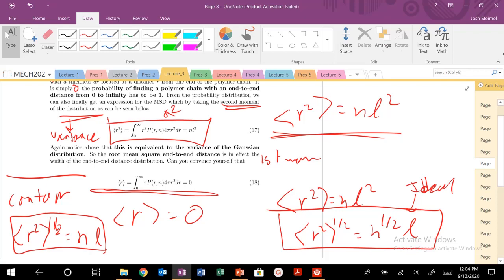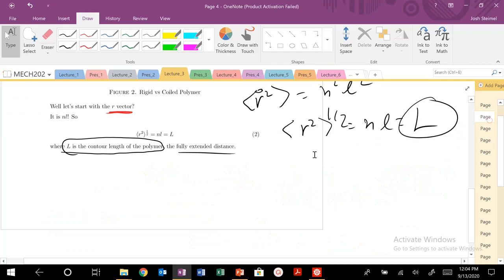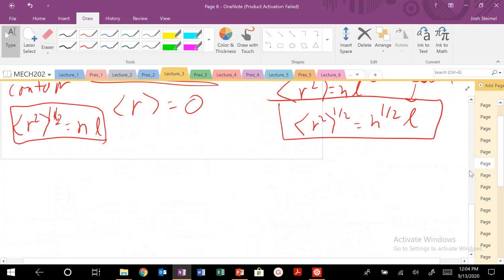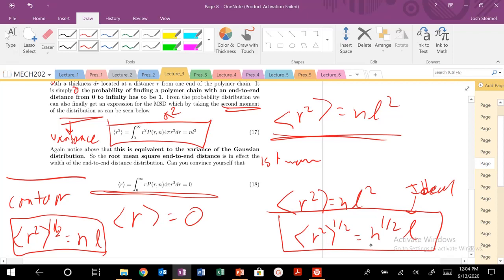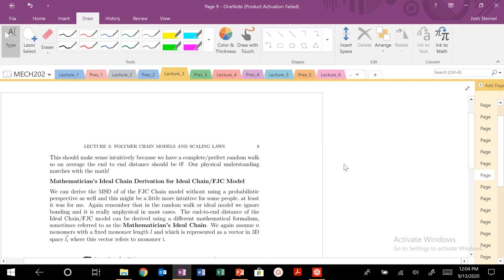Let's go all the way back and confirm that. So my contour length, as we saw here, is just NL. So let's go back here. This makes sense because it's saying that for my ideal chain model, when we're not fully extended, my RMS end-to-end distance will be smaller than my contour length right here. That's what we're working with in this model. So everything matches. Hopefully everyone's following; there are some math skips, but the key thing is the physical understanding. So the physical understanding matches with our math.